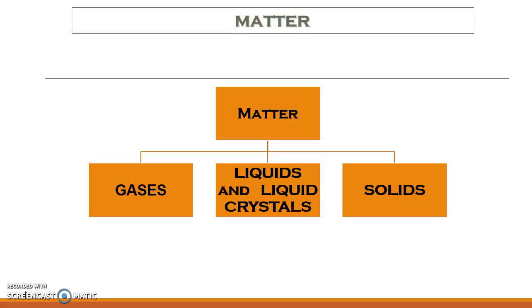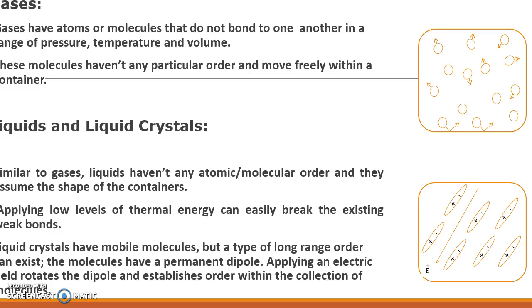That's what I'm showing. Now, especially gases have atoms or molecules that do not bond to one another in a range of pressure, temperature, and volume. These molecules haven't any particular order and move freely within a container. Similar to gases, liquids haven't any atomic or molecular order and they assume the shape of the containers.